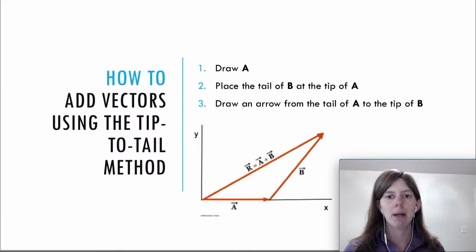Just a recap of how we add vectors using the tip-to-tail method. This picture just has 2 vectors that we're adding. You draw the first vector, you place the second vector at the tip of the first one, and then you draw an arrow from the tail of the first one to the tip of the second one. I like to think of it as drawing an arrow from where you started to where you ended. That will be the resultant vector.